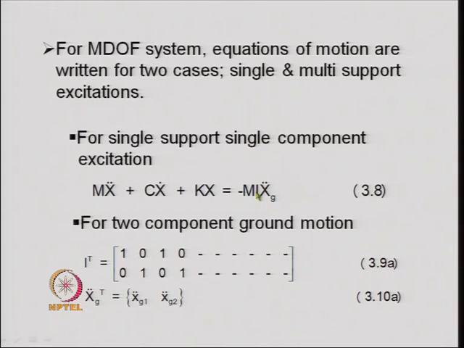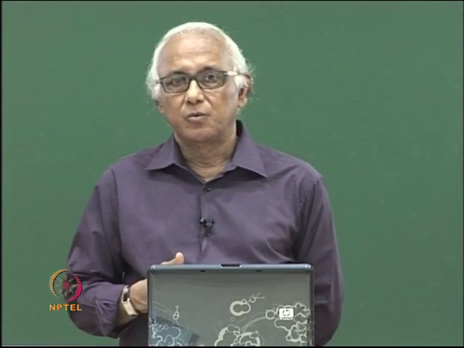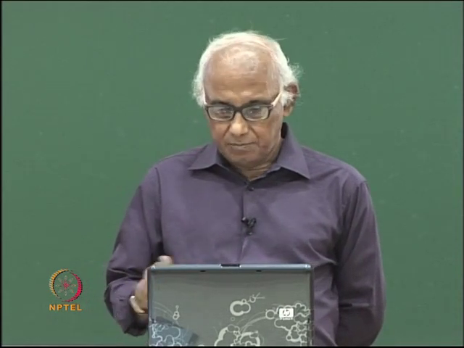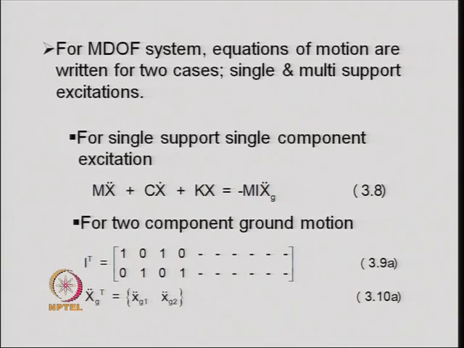Now, this influence coefficient vector I can take up different forms. For that, basically we can look at different kinds of problems, but before that, let me also tell you that when you are solving a multi-degree of freedom system subjected to ground motion, then we categorize them into two distinct categories. One is the single support excitation and the second is the multi-support excitation. What we mean by single support excitation and multi-support excitation, that we will see shortly.